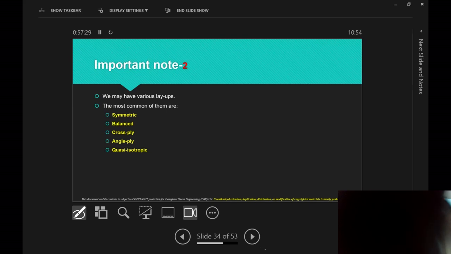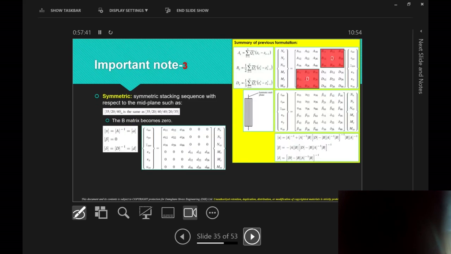So, as I explained, ABD matrices are purely dependent on the stacking sequence: how you stack up these plies, in what sequence, and how many plies you use. There are some common stacking sequences. One is called symmetric stacking sequence, and by that we mean, if you imagine the midplane, whatever you have on top of the midplane, you mirror image it at the bottom. So you've got your midplane, you've got 0, 90, just mirror image it, becomes 90, 0.